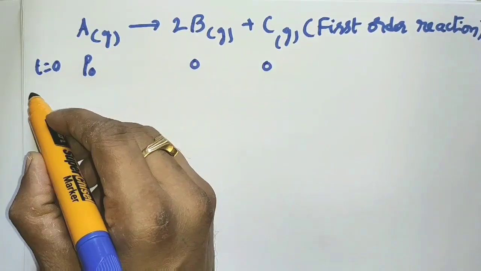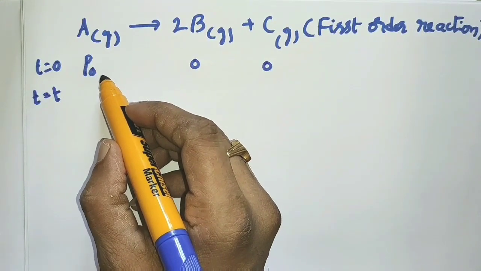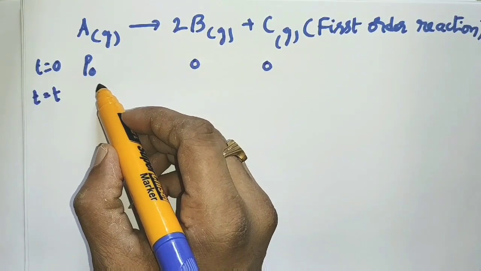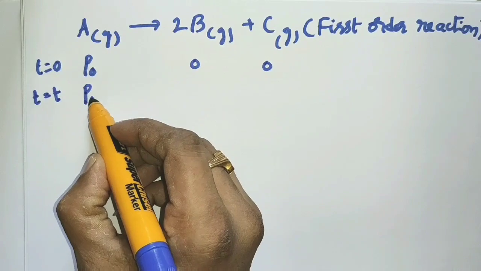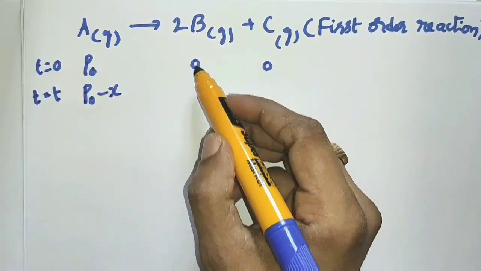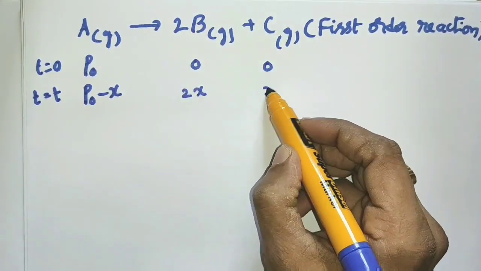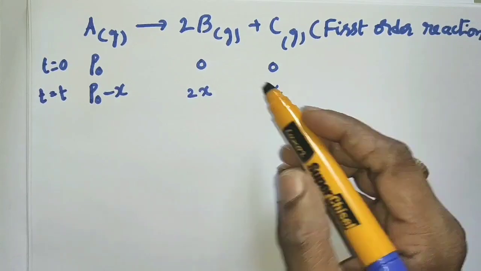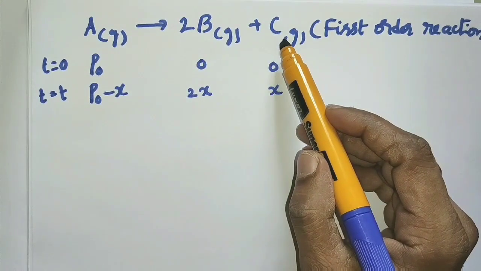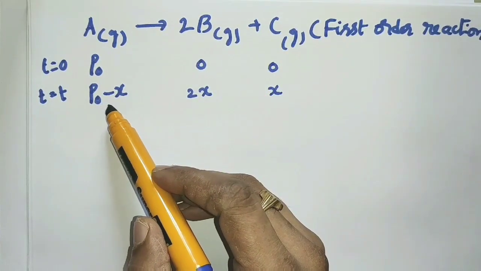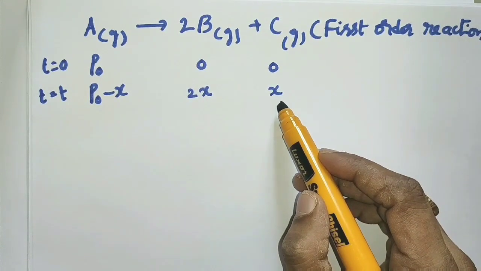And at time T, some part of A has been converted into products. That's why its partial pressure after time T will be less than P naught. Let us consider it as P naught minus X. Then partial pressure of B will be 2x and partial pressure of C is X. As per the balanced equation, when 1 mole of A is consumed, you are getting 2 moles of B and 1 mole of C. So if the reduction in partial pressure of A is X, then the increase in partial pressure of B will be 2x and the increase in partial pressure of C is also equal to X.